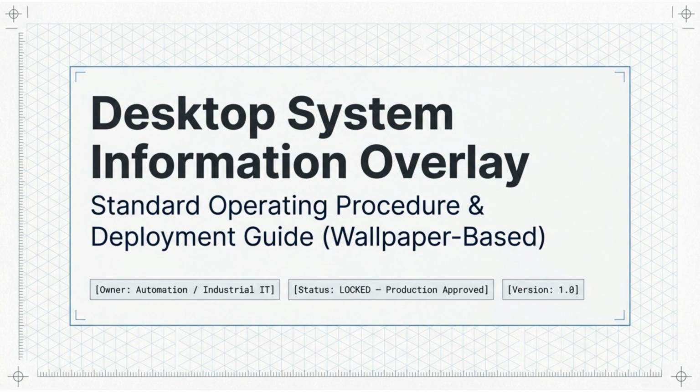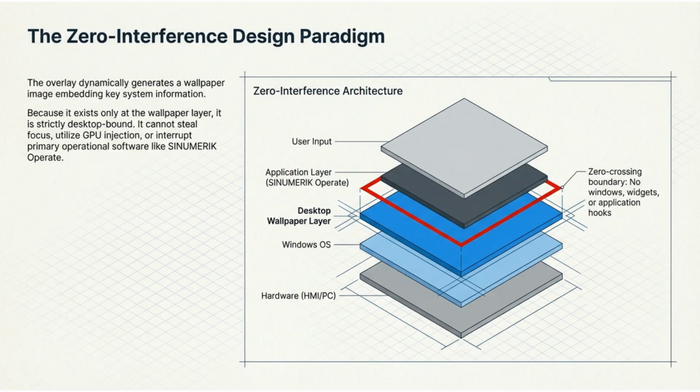This video is the standard operating procedure and deployment guide for the Desktop System Information Overlay, which is a wallpaper-based solution. The overlay uses a zero-interference design paradigm. It dynamically generates a wallpaper image, embedding key system information. Because it exists only at the wallpaper layer, it is strictly desktop-bound and does not interfere with primary operational software.